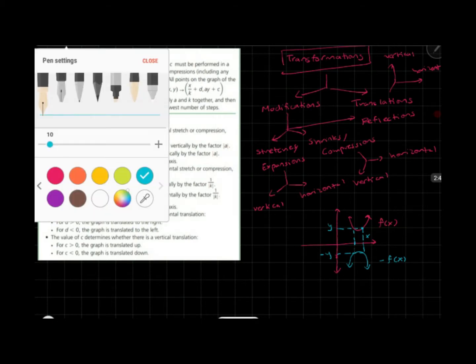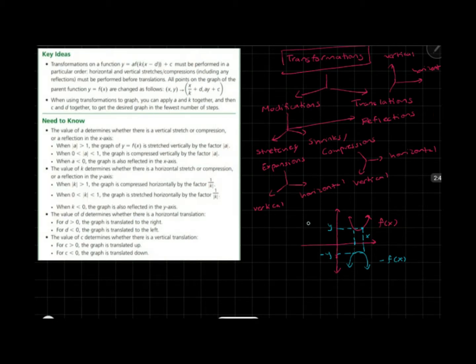Now a horizontal reflection is going to look kind of like this. In this case, instead of x, we have negative x. So in green, we have a horizontal reflection. This is going to look like f of negative x.